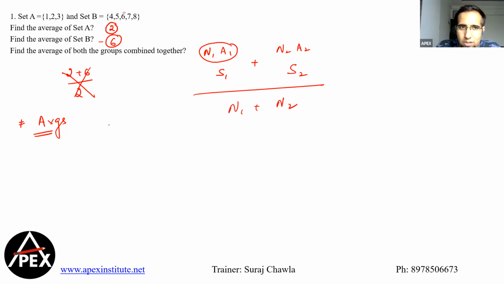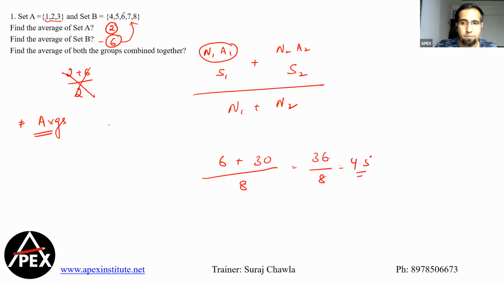So 2 into 3, there are 3 terms. So the sum total of first group is 6. 6 into 5, there are 5 terms. So second group is a total of 30 people, divided by 8. So your answer becomes 36 by 8. That is equal to 4.5.